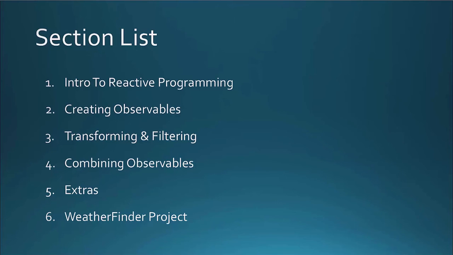Section 3 will be on transforming and filtering. So we can get this data and we can transform it, we can filter through it, we can map it, and so on. And then 4 will be combining observables together. And then 5 will be extras. We'll add a couple utility operator videos, as well as error handling, and then also what's called subjects. All right, and then in section 6, we're going to build our Weather Finder project.